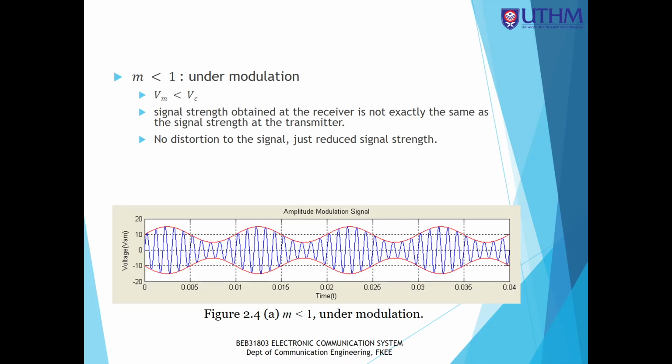So for the under-modulation, the modulation index is less than 1. That means Vm, the peak amplitude of the input message, is less than the peak amplitude of the carrier. So in this case, the signal strength obtained at the receiver is not exactly the same as the signal strength at the transmitter. Okay, so when you transmit over a longer distance, from the transmitter to the receiver, the signal strength from the transmitter is very big compared to the signal strength you receive at the receiver, very small.